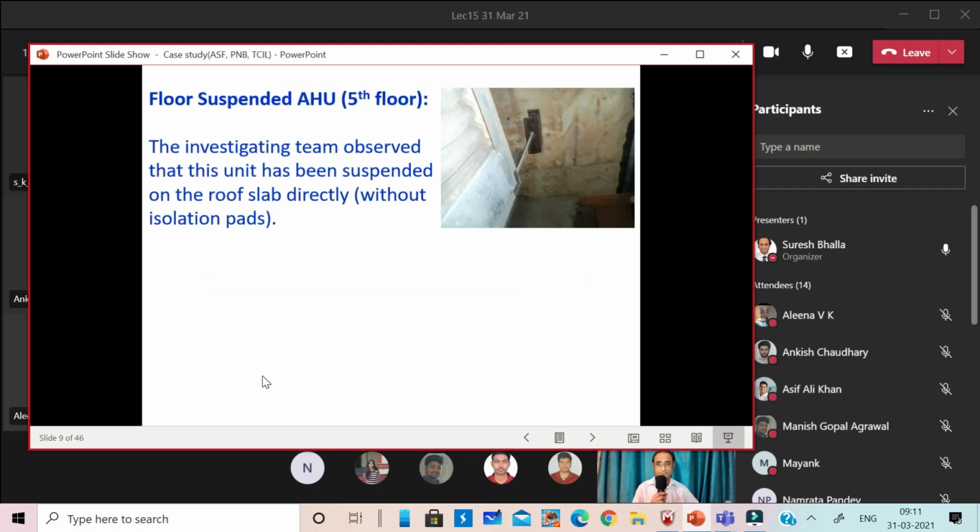Then we inspected the various machines which were operating, and we found some observations like this. This is a hanging kind of air handling unit, and it is directly connected with the roof. Similarly we found that a lot of such machines were resting on the floor slab. The floor slab of this building was very thick.